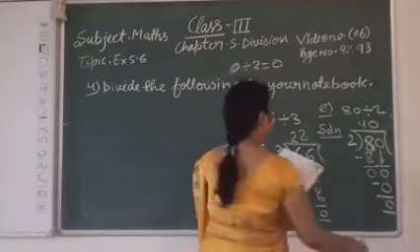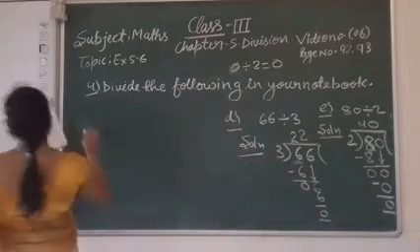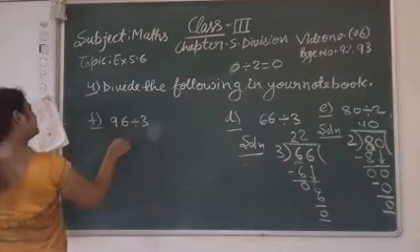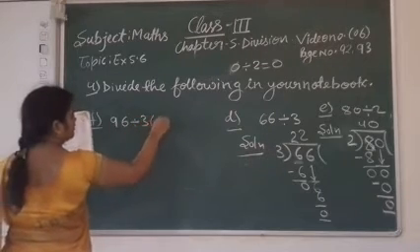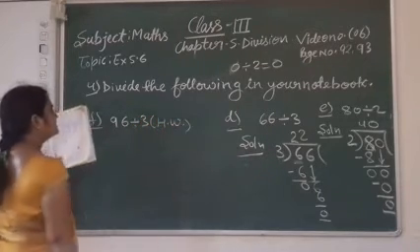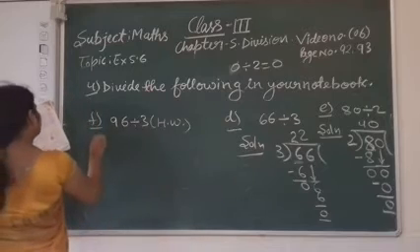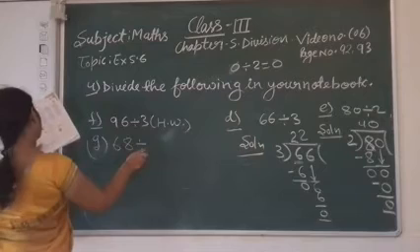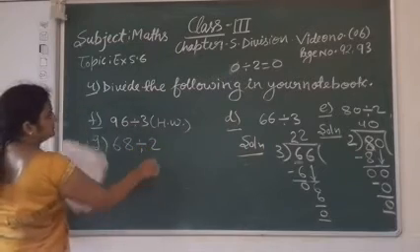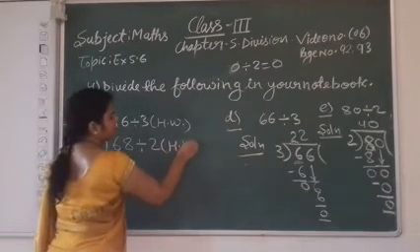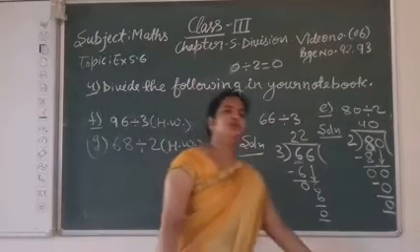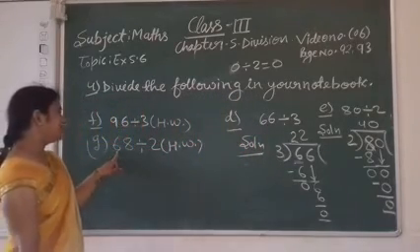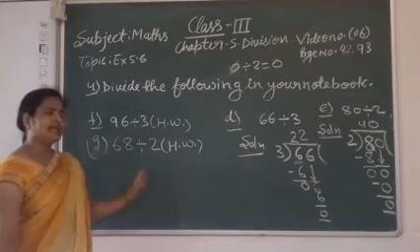So next part is F part, 96 divided by 3. This is your homework. You can do this by yourself. G part, 68 divided by 2. This is also your homework. You should do it by yourself. First you keep in mind, first you divide the first digit by 2, then you divide the second digit by 2.